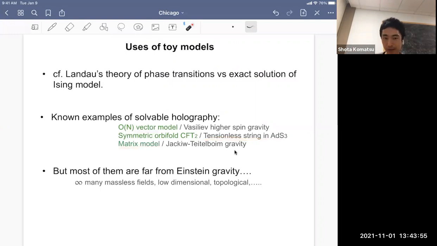However, one drawback of these solvable toy models is that most of them are far from Einstein gravity. For instance, in these examples, higher spin gravity and tensionless string have infinitely many massless fields. And some of these examples are lower dimensional, and because of that, they are topological. The gravity is topological.